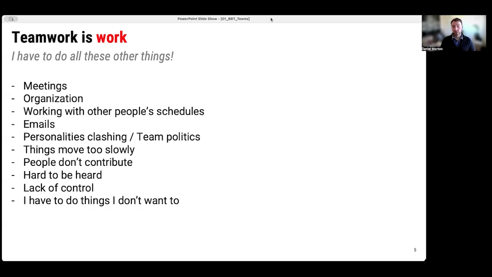Things move sometimes more slowly because actually you now have to build consensus. You now have to work with other people's schedules. Sometimes people don't contribute. It's harder to be heard in a larger team. You have to be more assertive. You're not in control. And there are things that you sometimes have to do that you sometimes don't want to do. And these are all parts of working in a team.